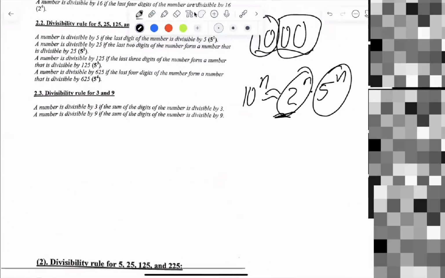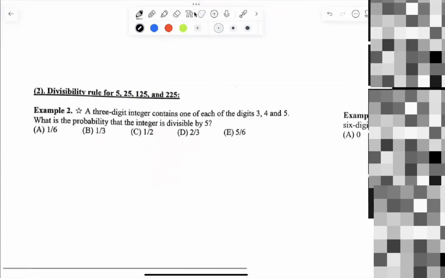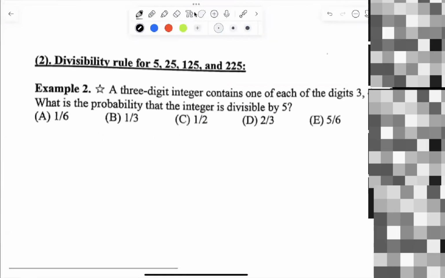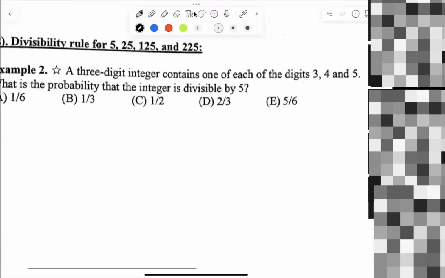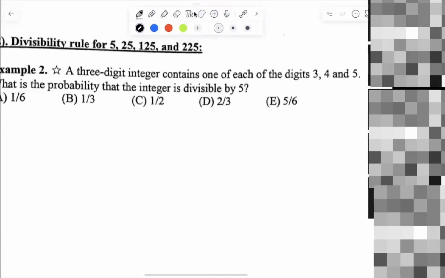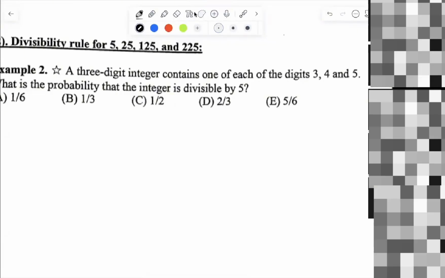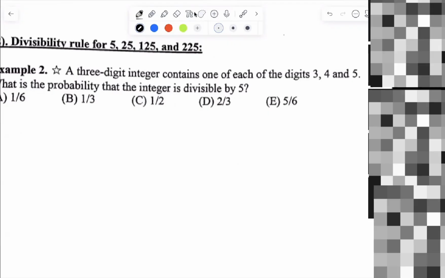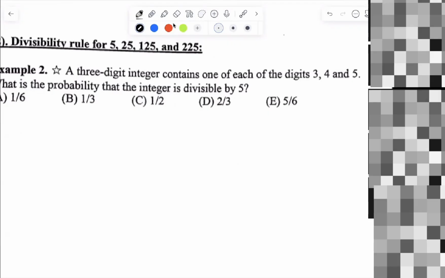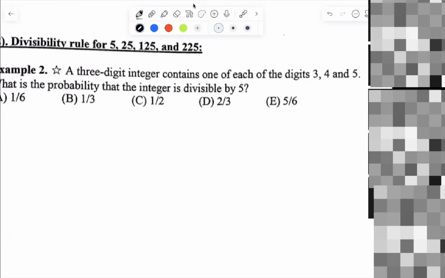Alright, now let's move on to example 2. A three-digit integer contains one of each of the three digits 3, 4, 5. What is the probability that the integer is divisible by 5? I'll let you have a go with this question and tell me the answer in chat.